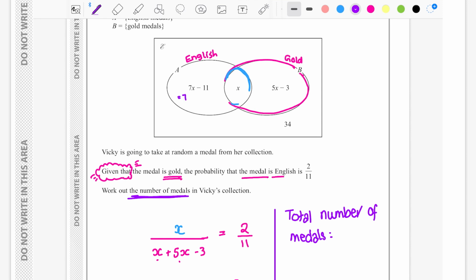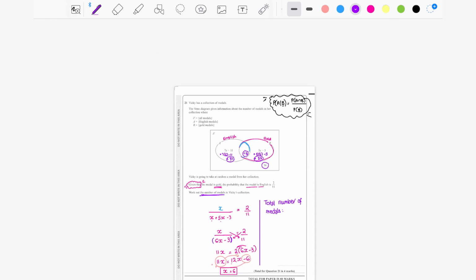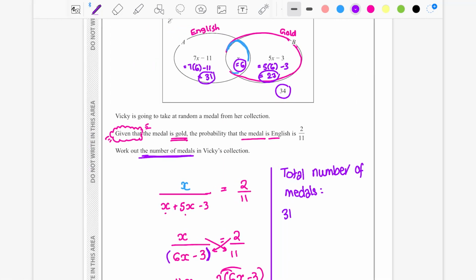So this will be 7 times 6 minus 11, which will give me 31. Here x equals 6. Here we've got 5 times 6 minus 3, which equals 27. And we've got our 34 over there. So the total number of medals is 31 plus 6 plus 27 plus 34, which equals 98 medals.